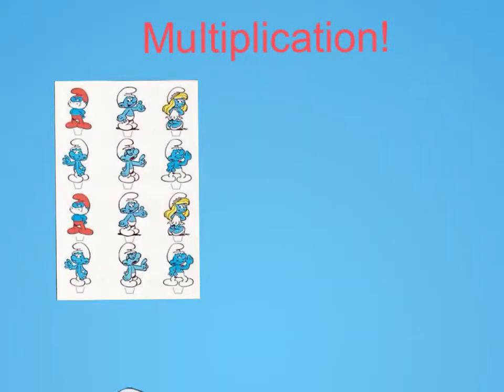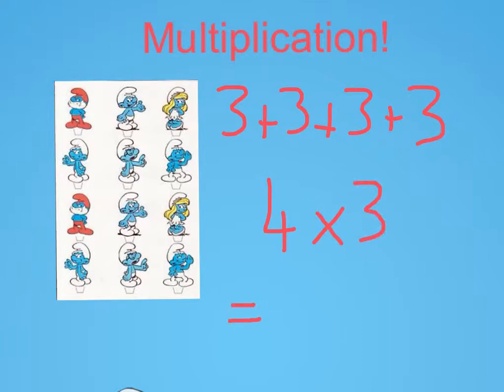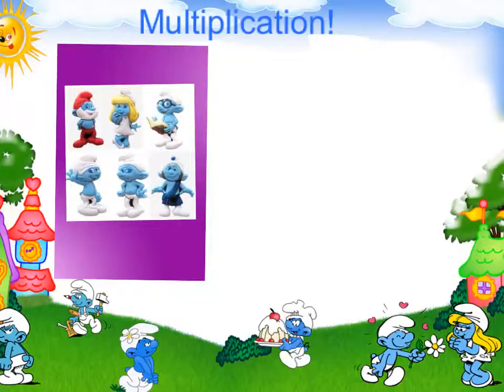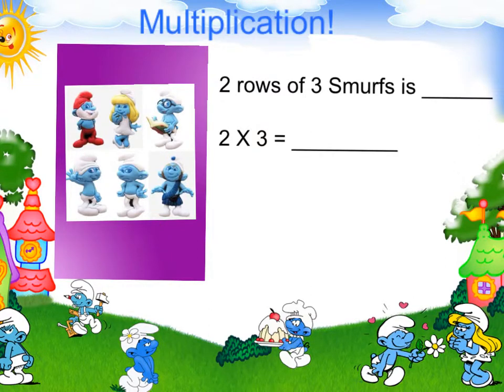So let's look at our Smurf picture again. 3 plus 3 plus 3 plus 3 is the same as writing 4 times 3. And our answer is 12. In this picture, I have 2 rows of 3 Smurfs. 2 rows of 3 Smurfs is 6. Therefore, 2 times 3 equals 6.